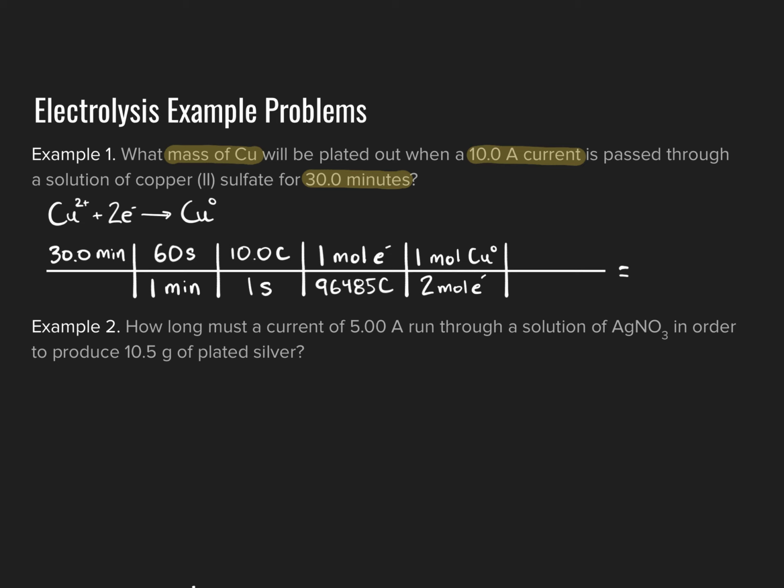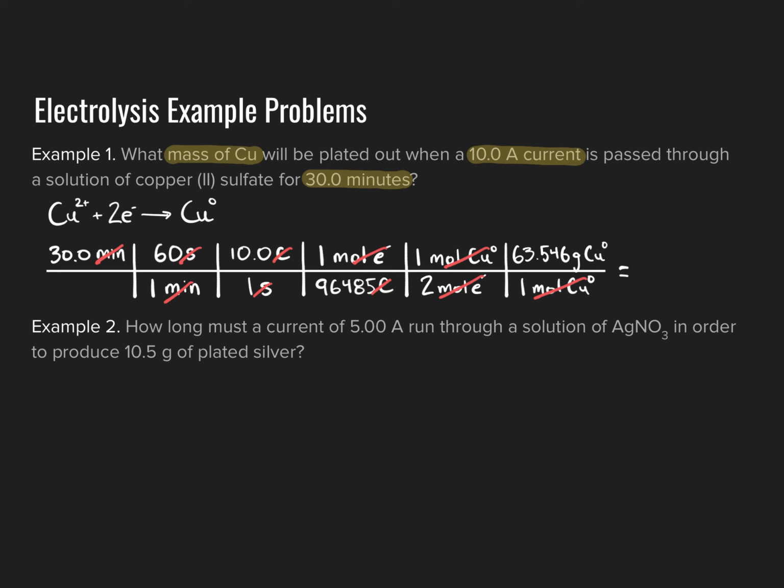And then final step here, now that I've got moles of copper, per 1 mole of copper, looking up on my periodic table, there are 63.546 grams of copper. And with this setup here, note that my units cancel out nicely here. Minutes cancel with minutes, seconds cancel with seconds, coulombs of charge cancel, moles of electrons cancel, and moles of copper cancel, leaving me with units of grams of copper metal plated out.